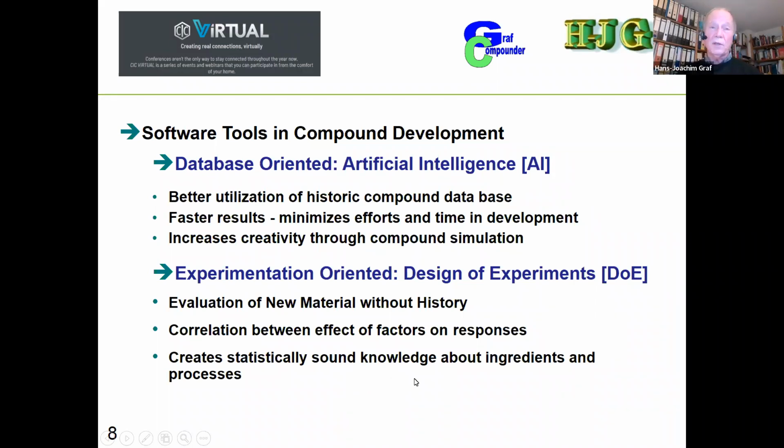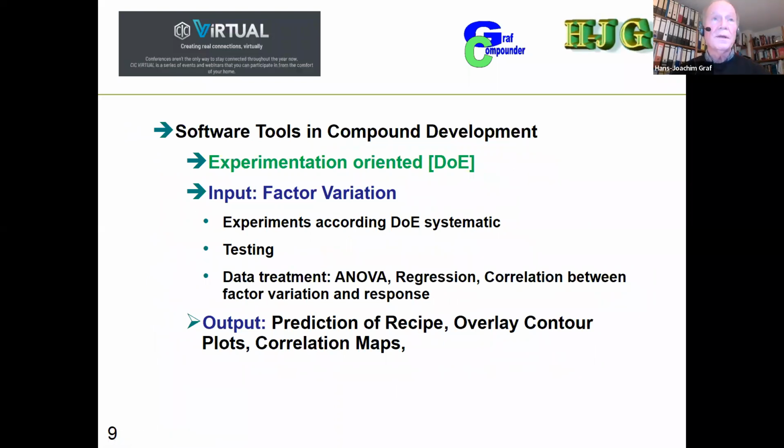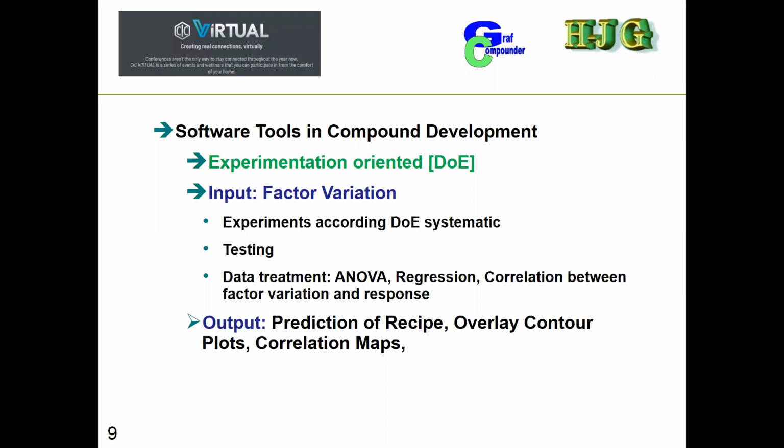That means what I have investigated and evaluated yesterday should be the same tomorrow, even if it is reproduced in another laboratory. So we have software tools in compound development that are experimentation oriented. And again, we have the factors. We do that systematically. We test and then we treat those data with analysis of variance, that is ANOVA, regression, correlation, and things like that.